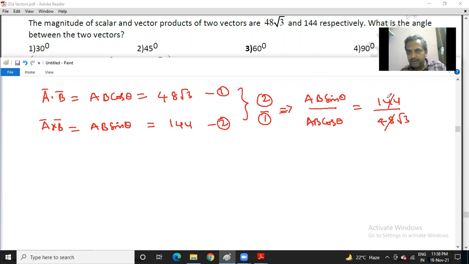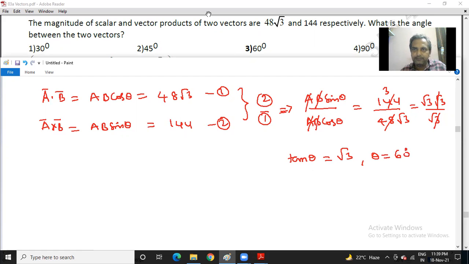So 48 into 3 times is 144. You can make the numerator root 3 into root 3, again you'll get 3 only. So the denominator is root 3. This and this get cancelled. AB cancelled, numerator and denominator. So tan theta is equal to root 3. Tan theta is root 3 means theta will be 60 degrees. So the third option is correct.